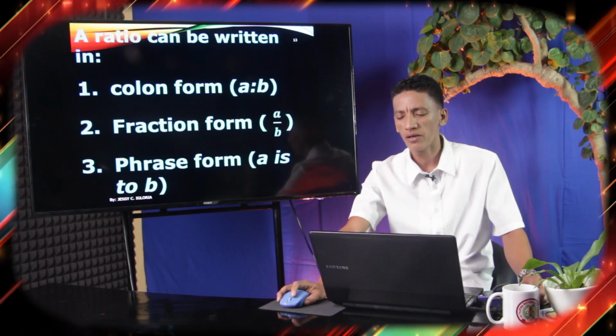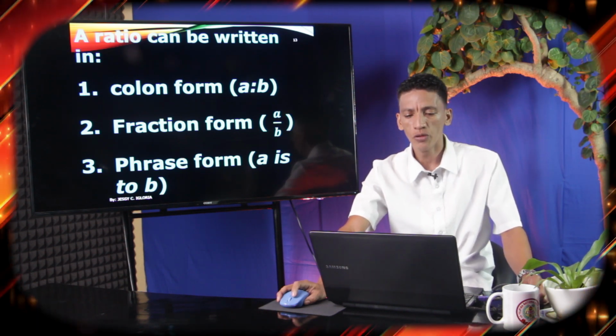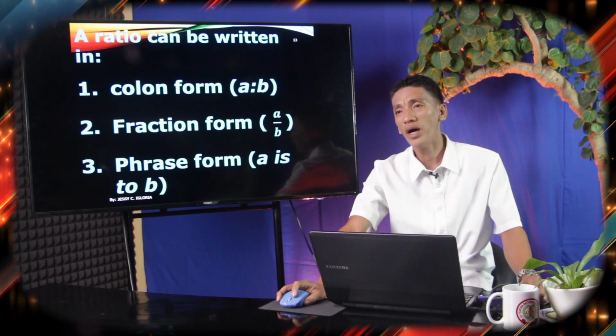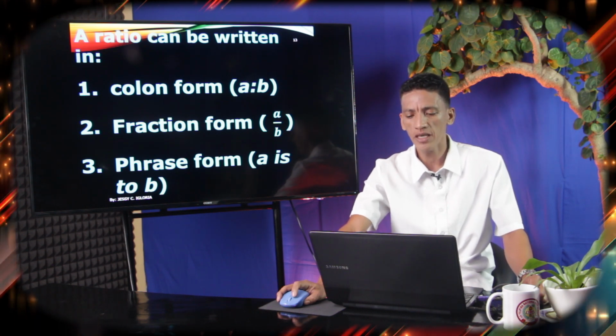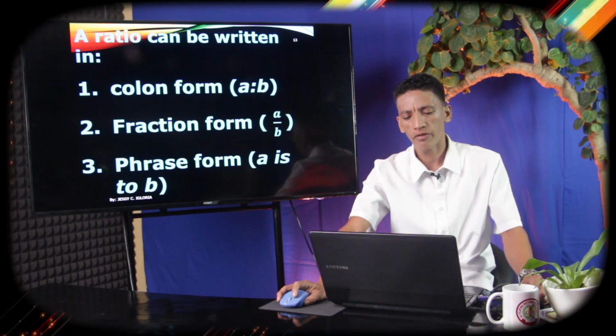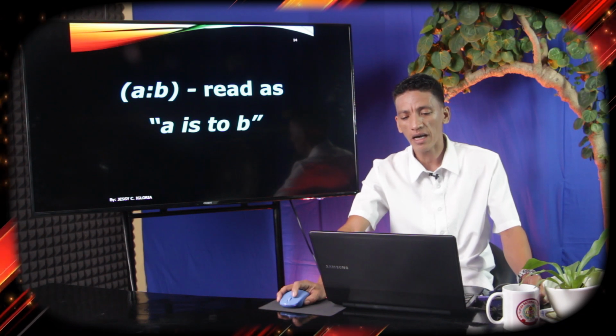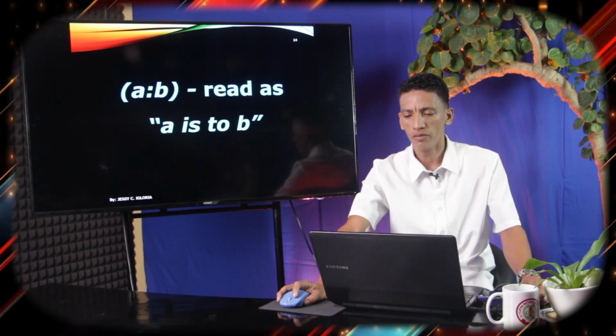The first one is the colon form, A:B. The second one is the fraction form, A over B. And the third form, which is the phrase form, A is to B, and it is read as A is to B.